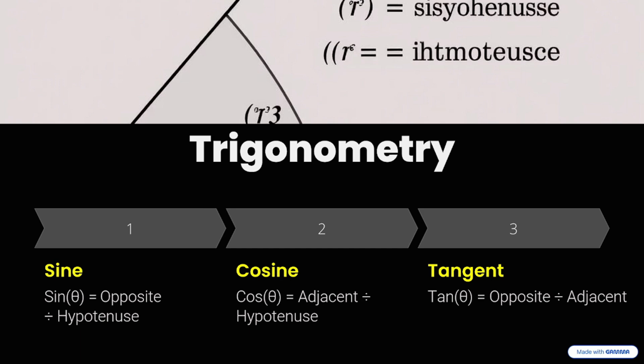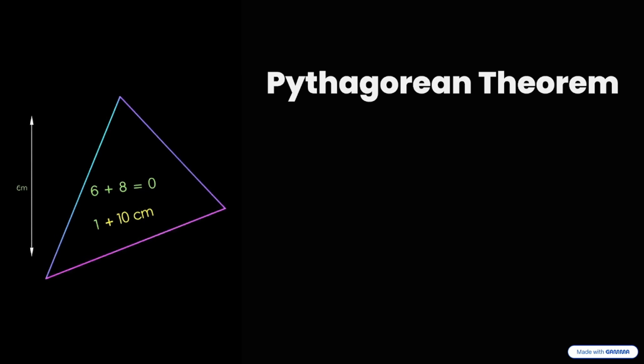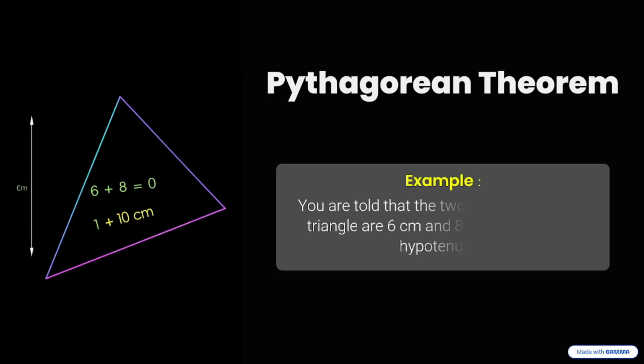You might also be asked to use the Pythagoras theorem. Suppose you are told that the two shorter sides of a triangle are 6 centimeters and 8 centimeters. What's the hypotenuse? You square both, 36 and 64, then add, that is going to give you 100, and then take the square root, that is 10 centimeters, which is the length of the hypotenuse.